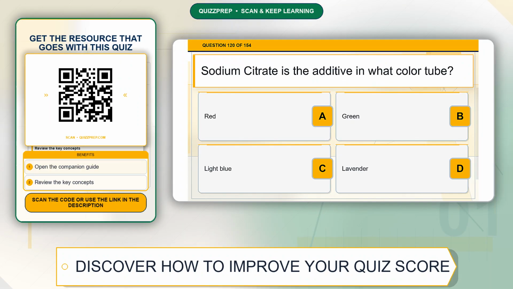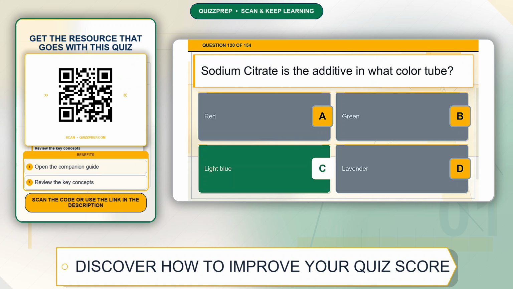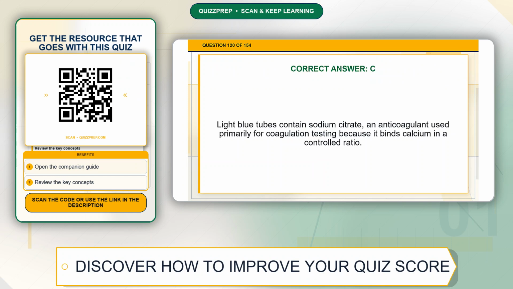Question 120. Sodium citrate is the additive in what color tube? Option A, red. Option B, green. Option C, light blue. Option D, lavender. The correct answer is option C, light blue. Explanation. Light blue tubes contain sodium citrate, an anticoagulant used primarily for coagulation testing because it binds calcium in a controlled ratio.